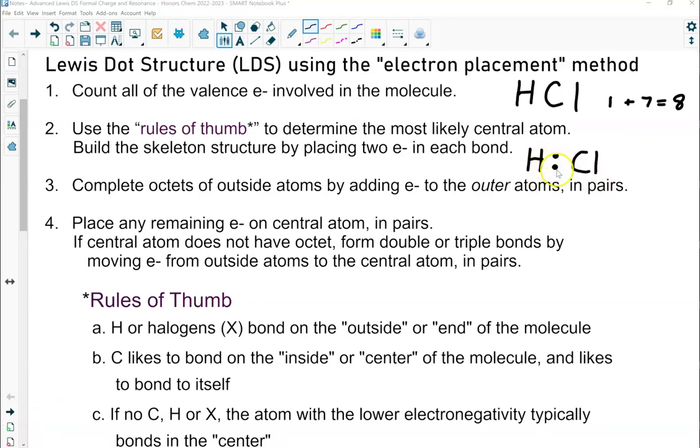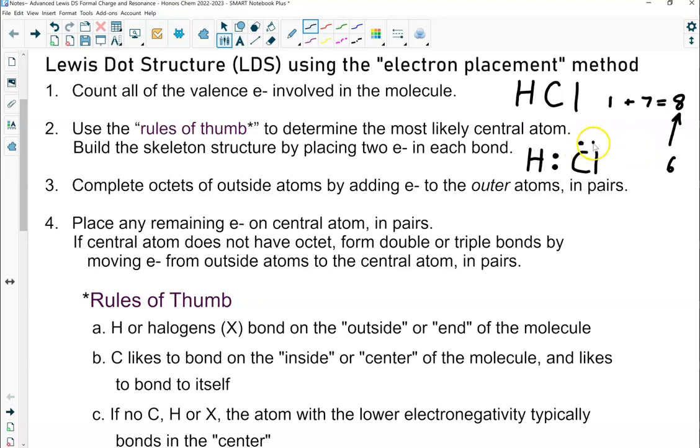So after I place these 2 electrons in step 2, I started out with 8 electrons. How many electrons are left that still need to be placed? 6 electrons still need to be placed, don't they? And so what you do is you go to the outside atoms and you make sure they have an octet by adding electrons in pairs until you use them up, if you can.